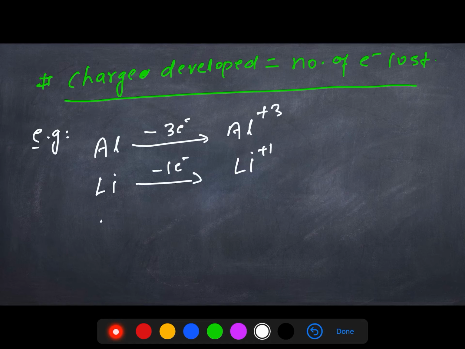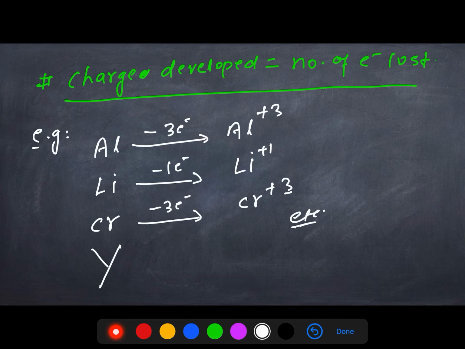Positive charge because electrons are lost. Magnitude of charge is 1 because 1 electron is lost. Correct? Chromium, if it loses 3 electrons, it becomes Cr plus 3. Plus charge because electrons are lost. Magnitude 3 because 3 electrons are lost, etc.